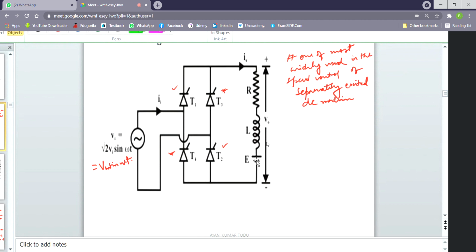In fact, if an attempt is made to supply power to the AC side by making alpha greater than 90 degree, the energy stored in the load inductor would be exhausted and the current will become discontinuous. I think I have a figure on that one.